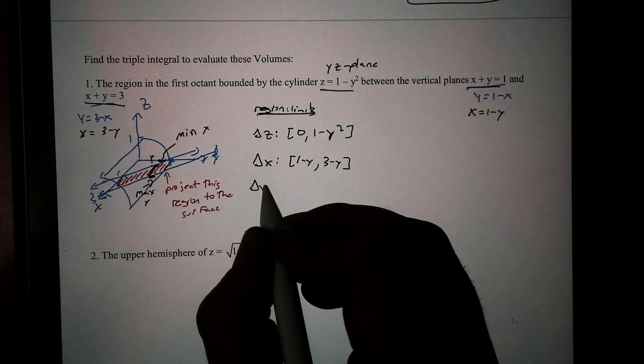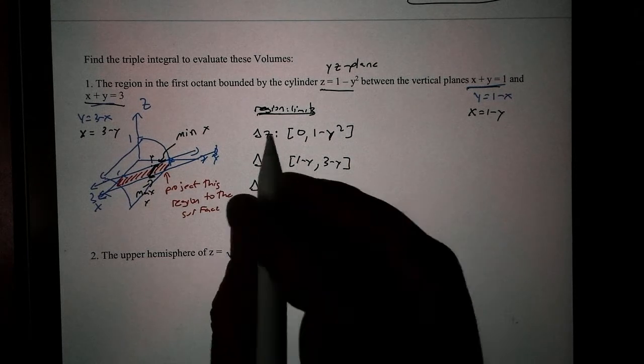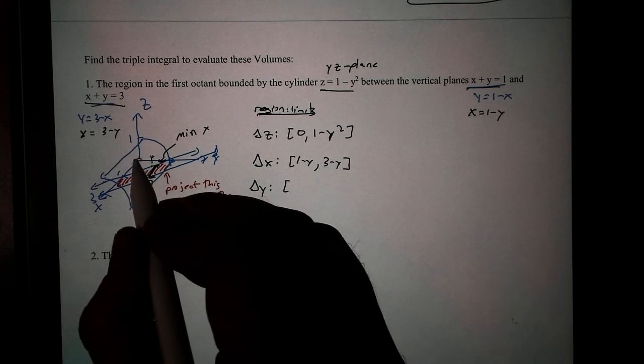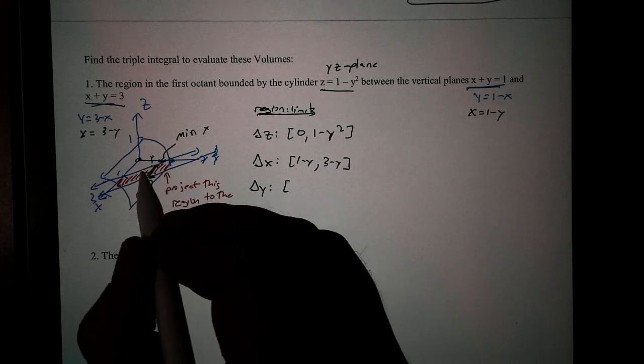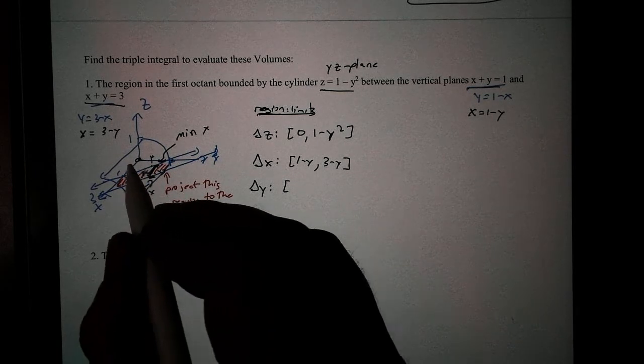And now I'm going to find my change in y. Well, my y values are going to start at 0 and go all the way to 1, because this is going to move up and down from 0 to 1.